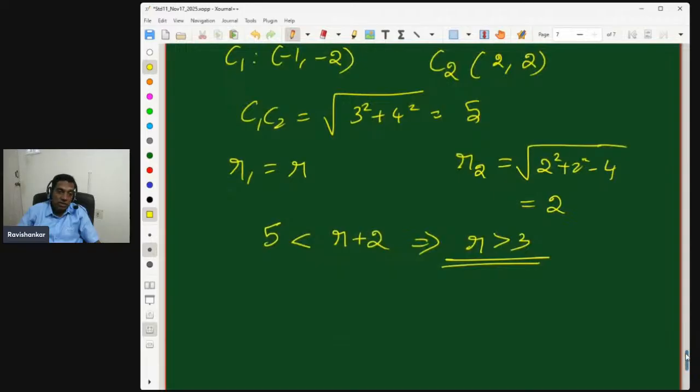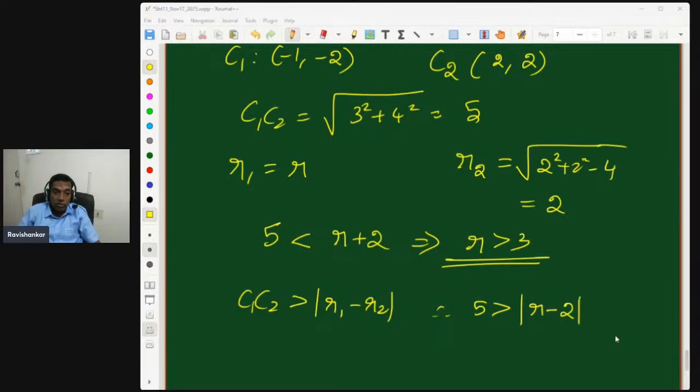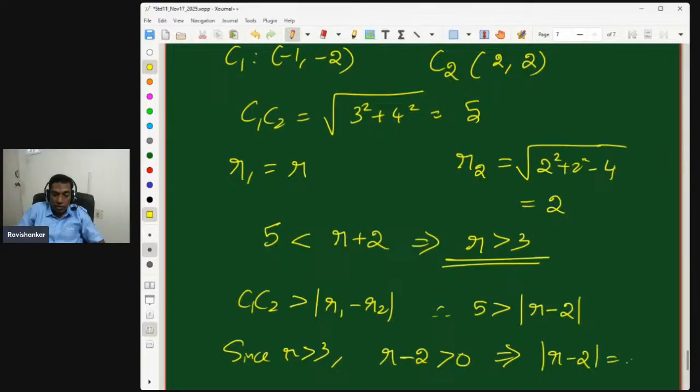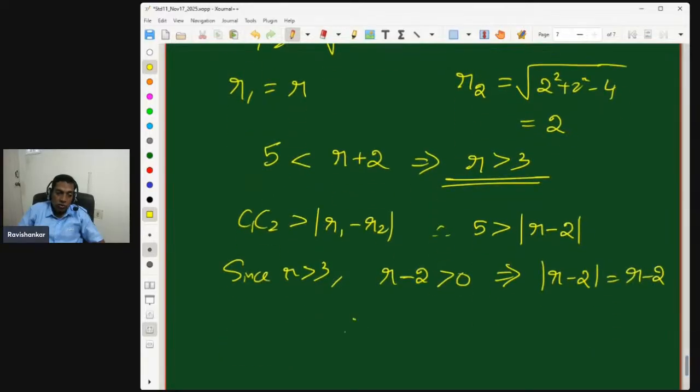This is one inequality. The other condition is C1C2 is greater than mod of R1 minus R2. Therefore, 5 is greater than mod of R minus 2. Okay. Now, R is greater than 3, so R minus 2 is greater than 0, which means mod of R minus 2 is simply R minus 2. Therefore, 5 is greater than R minus 2, which means R is less than 7.